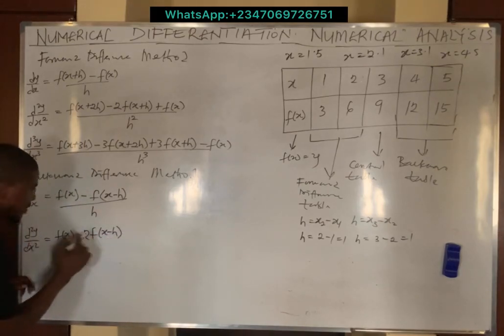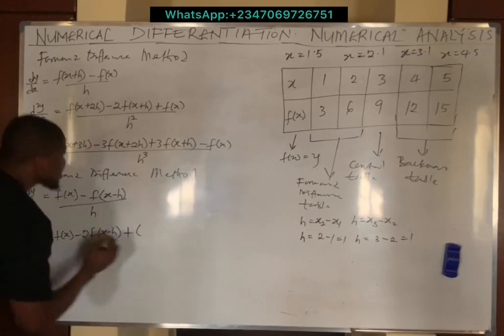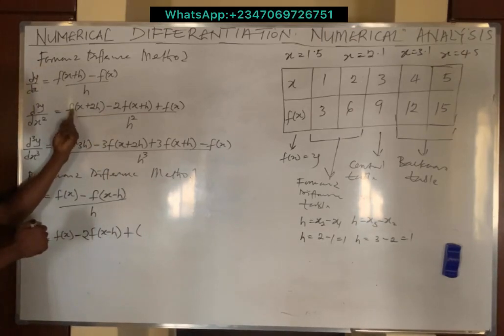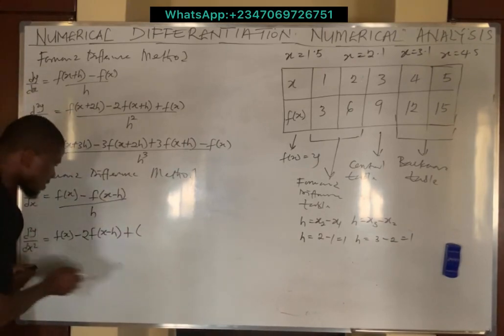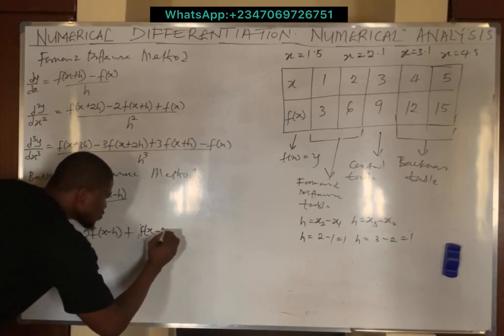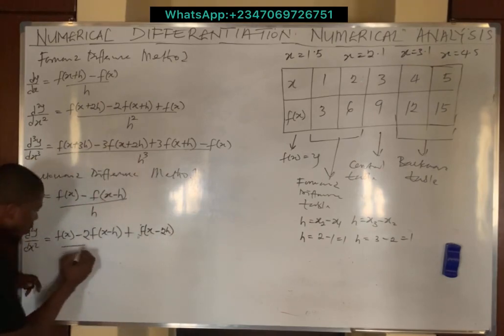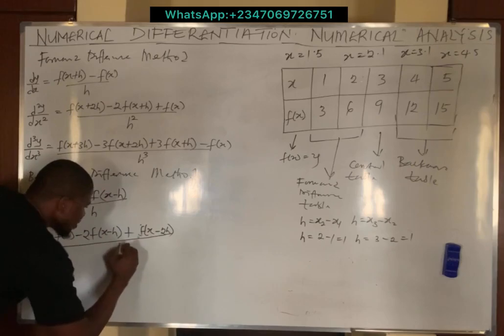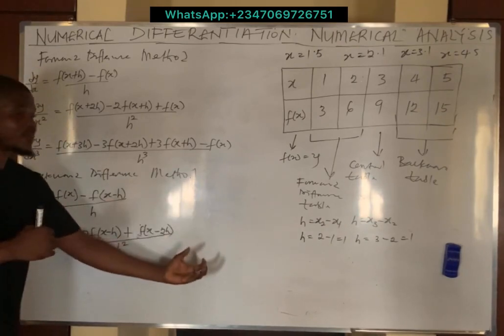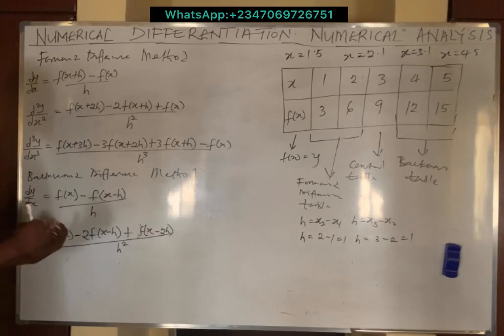So you know, after minus, next is plus. Then you start again. After minus, next is plus. Then the remaining function value there is f of x plus 2h. But now you're going to change this plus to what? Negative. So you simply have plus f of x minus 2h all over h squared. So you see that the formula is basically the same thing, but in the backward difference method, you're starting from behind and then moving forward.